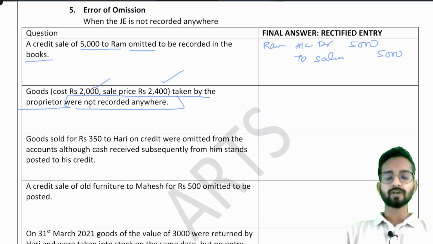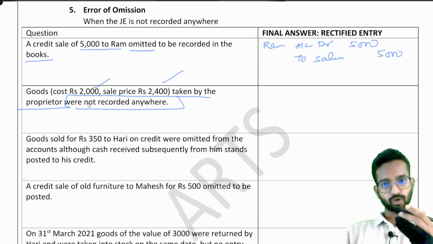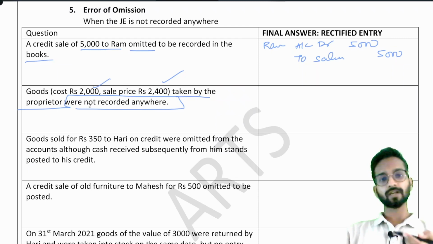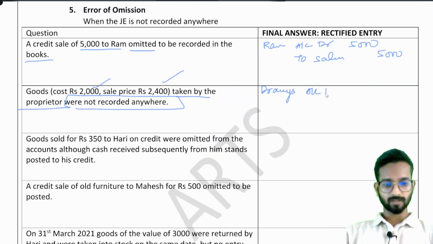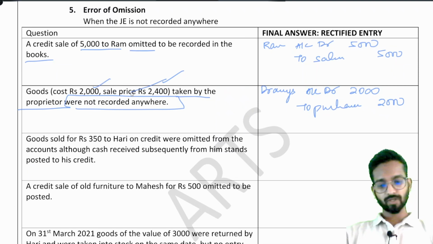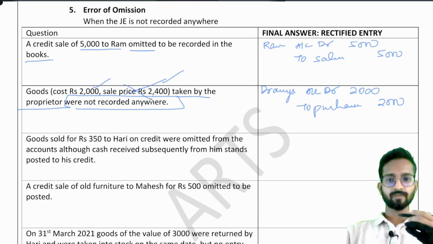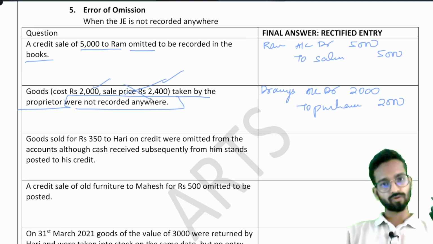Simple. Goods costing 2,000, selling price 2,400, taken by the proprietor were not recorded anywhere. It means goods withdrawn by the proprietor. See, whenever cash is withdrawn by the proprietor, what do we write? Drawings to cash. If goods are withdrawn, you will write drawings to purchases. So you will write here drawings account debit, cost is 2,000, to purchases 2,000. You are ignoring the sale price. Why? Because the firm cannot sell the goods to the owner. Okay, it is the owner's goods only.